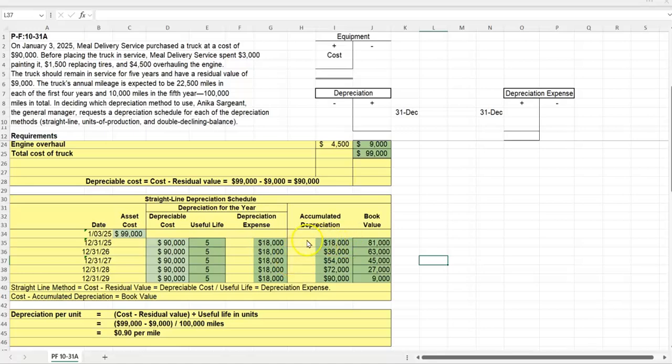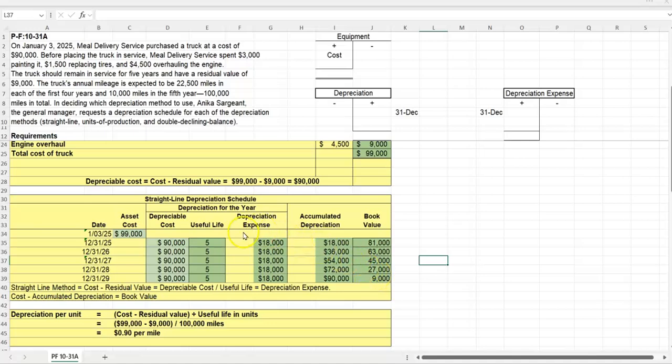It accumulates each year, so $18,000 plus $18,000 is $36,000. This is our accumulated depreciation, which would be added up into our T account here. And the difference is the book value. So we can see each year we're going to write off $18,000 to our accumulated depreciation. So cost minus our total accumulated depreciation will leave us our residual value of $9,000.